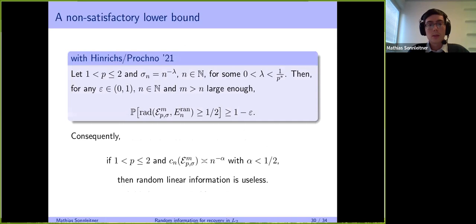And we also have a lower bound, which sheds some further light, but it's only valid on this polynomial scale. And I don't want to go too much into details because I don't have so much time. But essentially it says if the Gelfand widths decay slow enough, then random linear information is useless and the radius is larger than a constant with high probability.